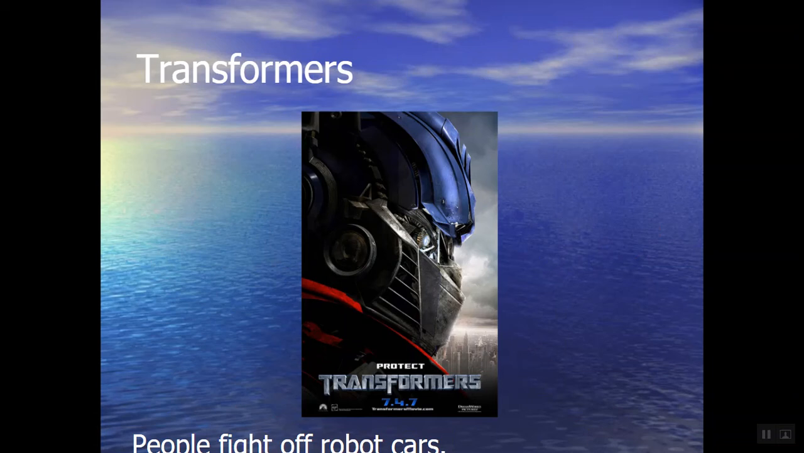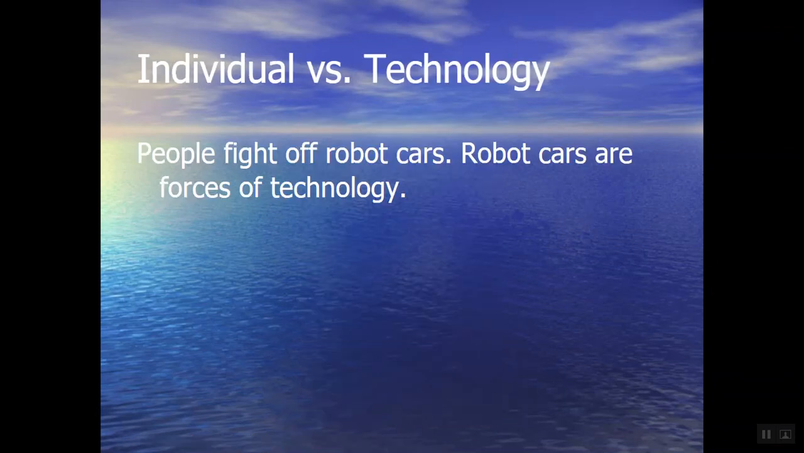Transformers. People have to fight off the robot cars. What do you think it is? 3, 2, 1. Yell it out. Individual versus technology, because people have to fight off robots. Robot cars are forces of technology.